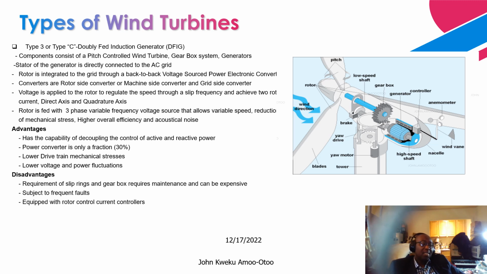Now let's talk about the disadvantages, right? Because of this type of wind turbine, definitely you have a lot of mechanical components. It has the gear system, and also slip rings with the brushes on the generator side. So it requires a lot of maintenance, and that can be expensive in embedded cost. Right? And it's subject to frequent faults, especially the gear system, and any disturbance on the grid can sometimes extend to these wind turbines, and it has rotor current controllers that can be expensive.